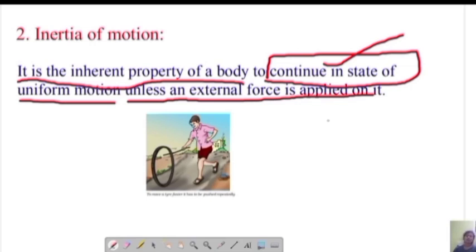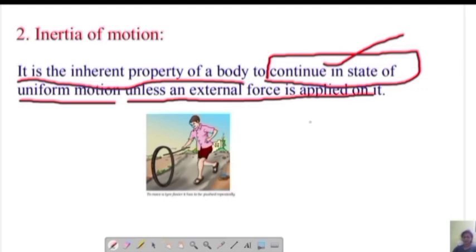Uniform motion means the object which travels equal distance in equal intervals of time. Is it clear? What do we call that? We call it uniform motion. That uniform motion will be in the state of motion until you apply an external force.